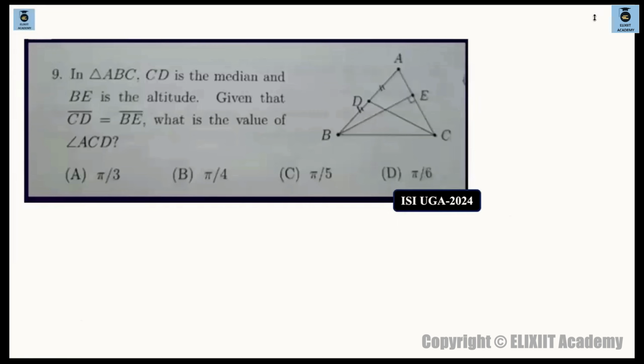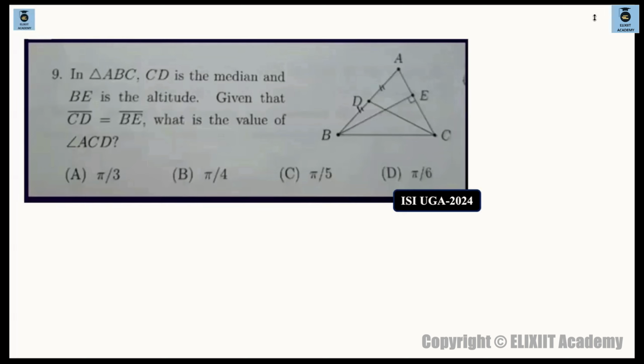क्या बोल रहा है question? In this triangle ABC, CD is the median and BE is the altitude. Given that CD is equal to BE, what is the value of angle ACD? Okay, there are lots of ways to solve this thing. The best way to solve this thing, the shortcut way, will be to consider this to be an equilateral triangle and simply solve.